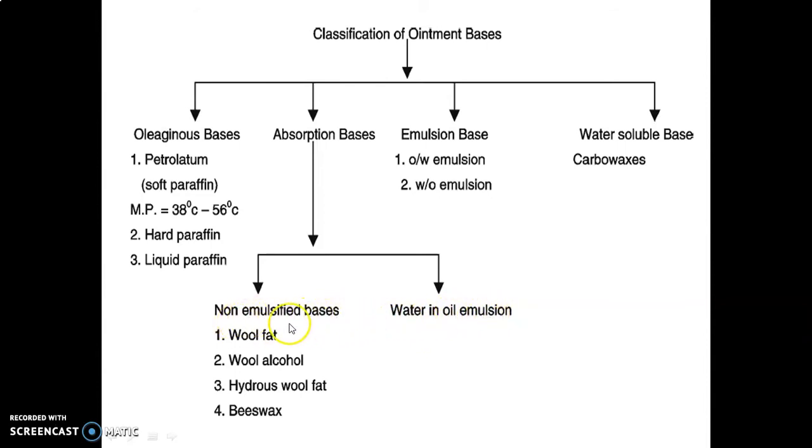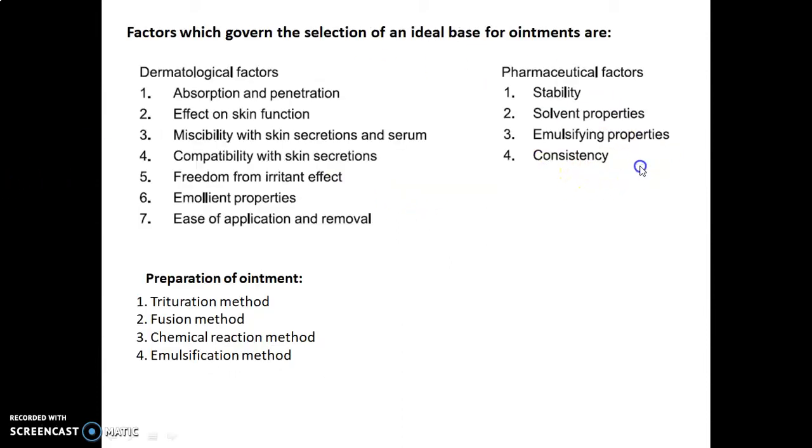Non-emulsified bases are again of four types, for example wool fat, wool alcohol, hydrous wool fat, beeswax. Then emulsion bases are of two types. O/W means oil in water emulsion, in which oil acts as the internal phase while water acts as the external phase. And the second one is W/O emulsion, in which water acts as the internal phase while oil acts as the external phase. Water soluble bases: carbowaxes.